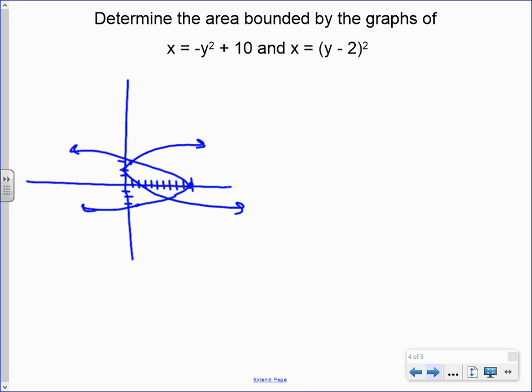Okay, or they may give you something like x equals y squared minus 2y. All right, how about plus 2y? If you had something like this, you could find the zeros and it would be really nice, right? Okay. All right.